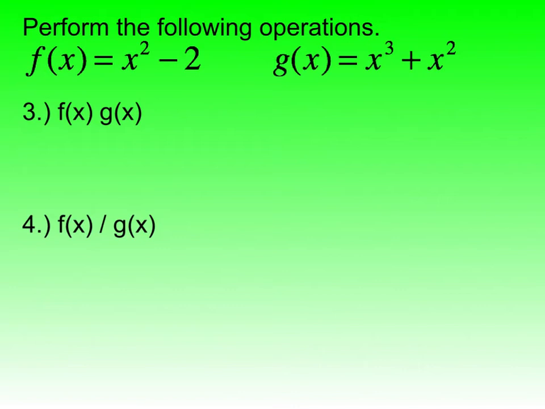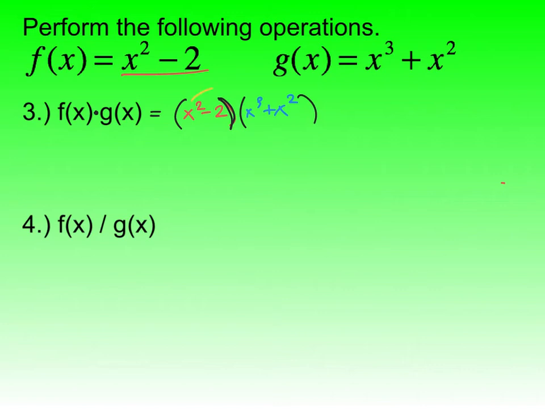Next item here, now in this case, when there is nothing between it, it means multiplication. So I'm going to take f of x, which again is this one, x squared minus 2, and we are going to have to multiply it. So multiplication now by g of x. So very similar to what we did in chapter 5. Now we have to FOIL that together.